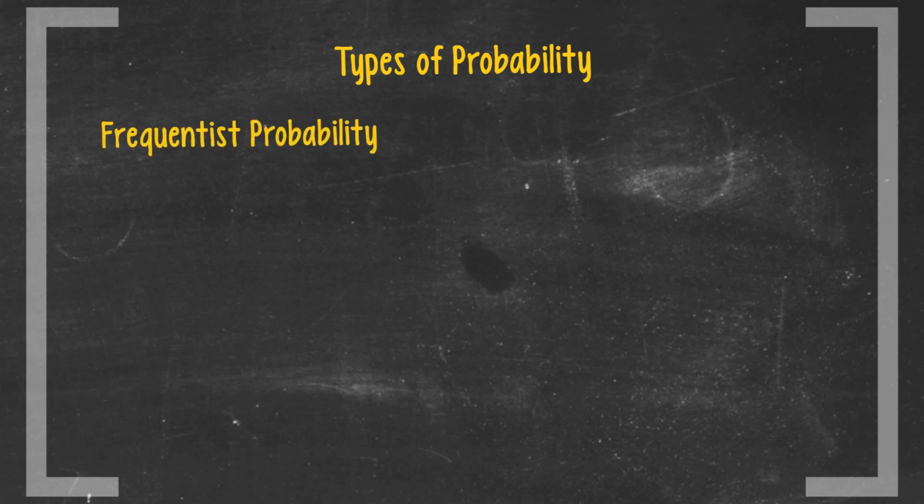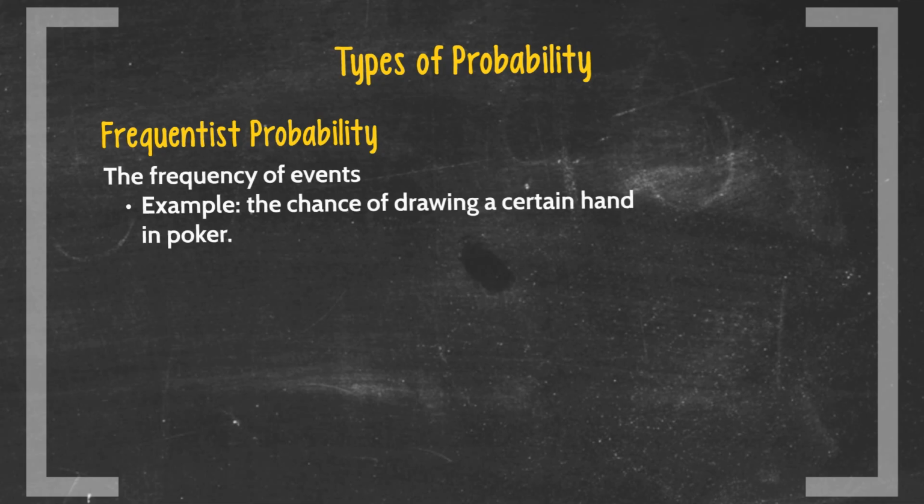The first being what you would probably have thought of first, and this is frequentist probability. This is exactly what comes to mind for most people when you hear probability in the first place. It's just the frequency of events. So an example would be the chance of drawing a certain hand in poker or another game like that, the chance that you get a jack and a king in blackjack. The frequency of events is going to be called frequentist probability.